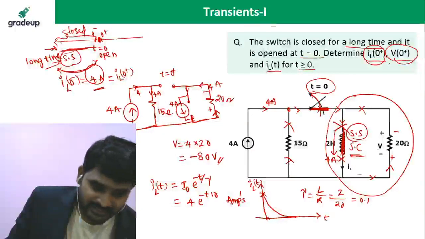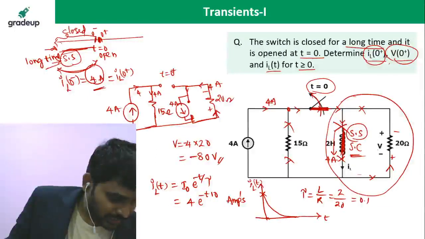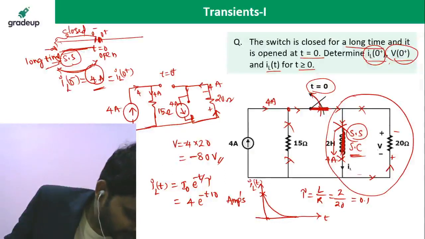4 into e power minus 10t. Very good, Umesh. IL of 0 plus is also 4 amperes. Very good. Rajkumar Singh, 4 amperes minus 80 volts. 4 into e power. Very good, Rajkumar. Tarun Ravi. Very good.